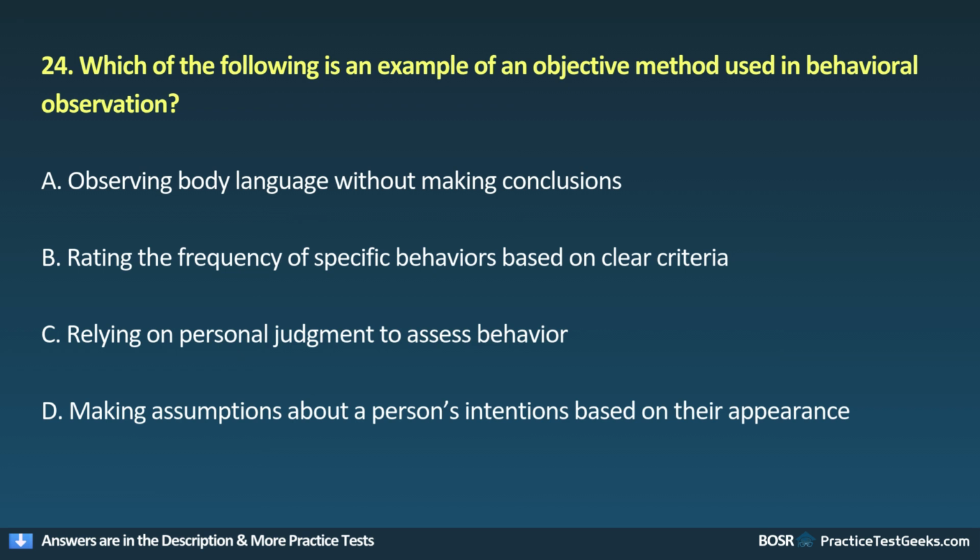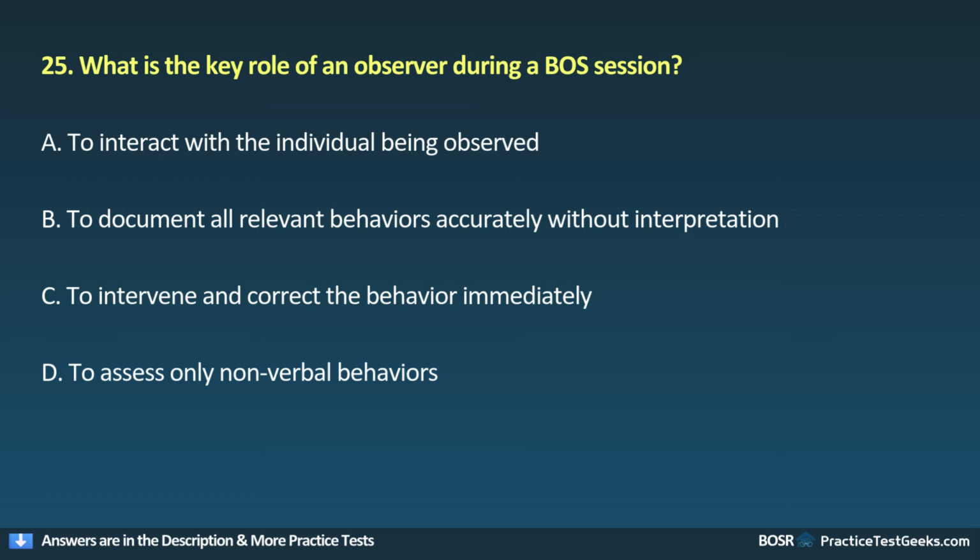A. Observing body language without making conclusions. B. Rating the frequency of specific behaviors based on clear criteria. C. Relying on personal judgment to assess behavior. D. Making assumptions about a person's intentions based on their appearance. 25. What is the key role of an observer during a BOSR session?